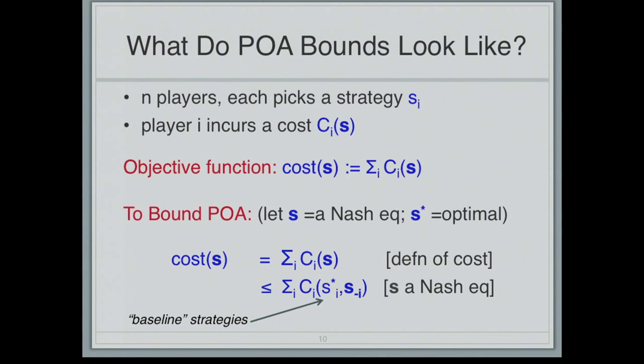Okay? It's really saying, if a player switched to one of these baseline strategies, because we had an equilibrium, we could only go up. So this is what I meant by following our nose. Now, without saying anything about the game, it's not clear how we'd make any progress.